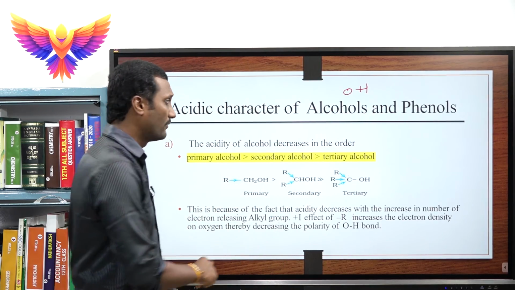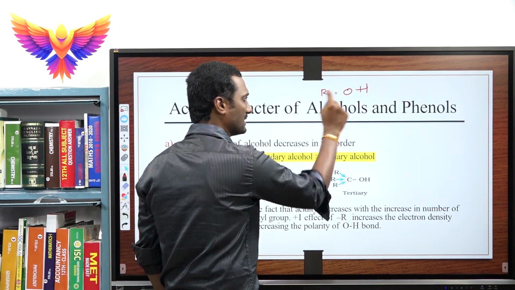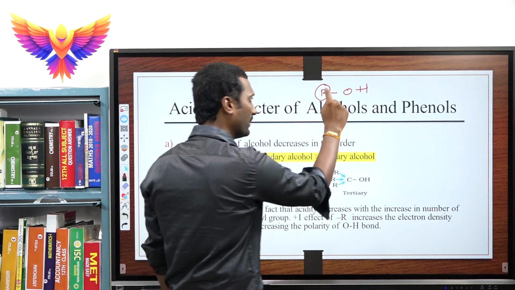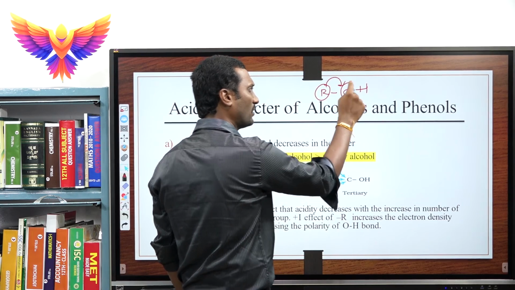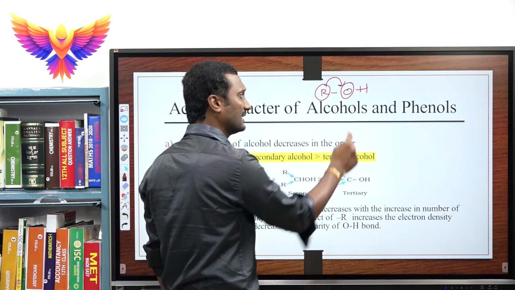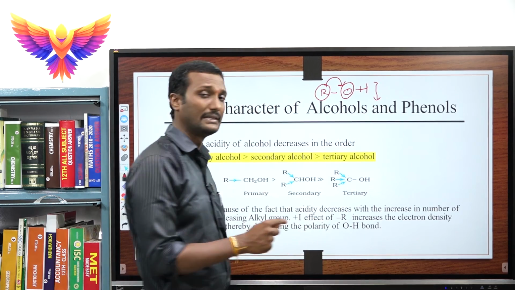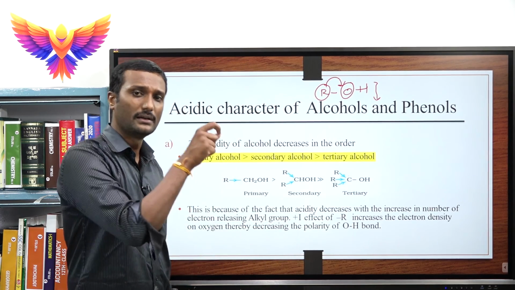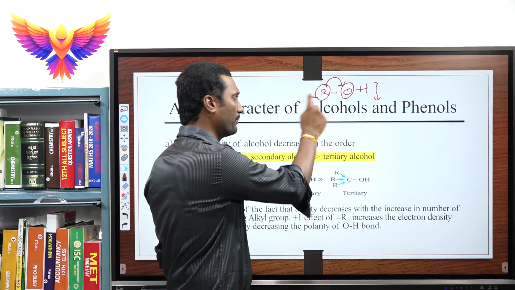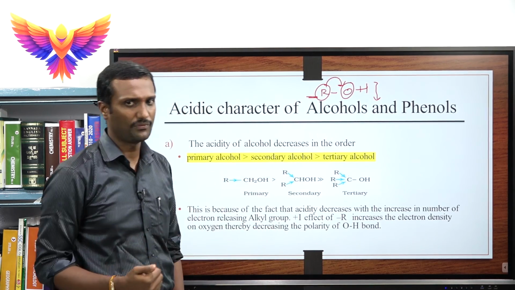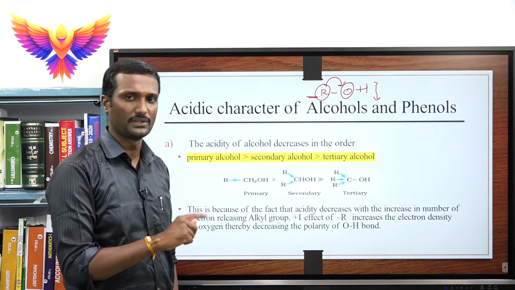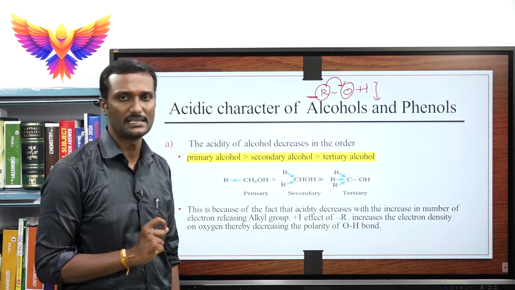Fine. So now when the number of alkyl groups increases, what is the nature of the alkyl group? It is a plus I effect. It donates electrons, or it increases the electron density on the oxygen. When the electron density increases on the oxygen, the polarity of the OH bond decreases, hence the acidic nature also decreases. It is very simple. When the number of alkyl groups increases, it is a plus I effect, so it increases the electron density, the polarity between the O and H decreases, hence the acidic strength decreases.